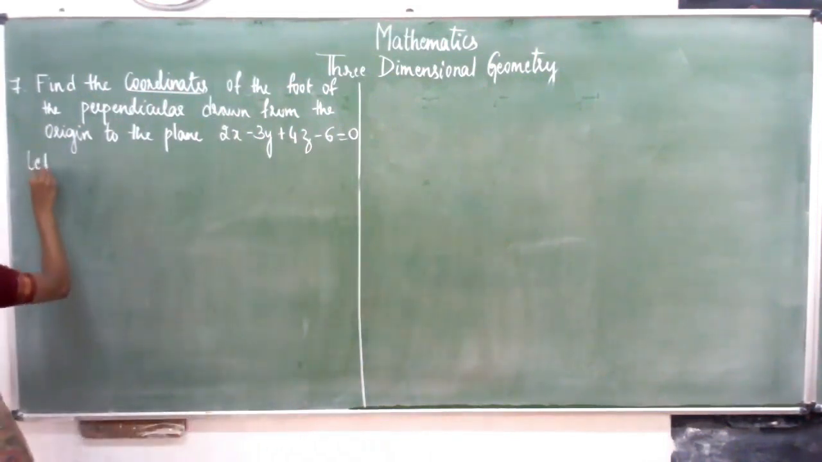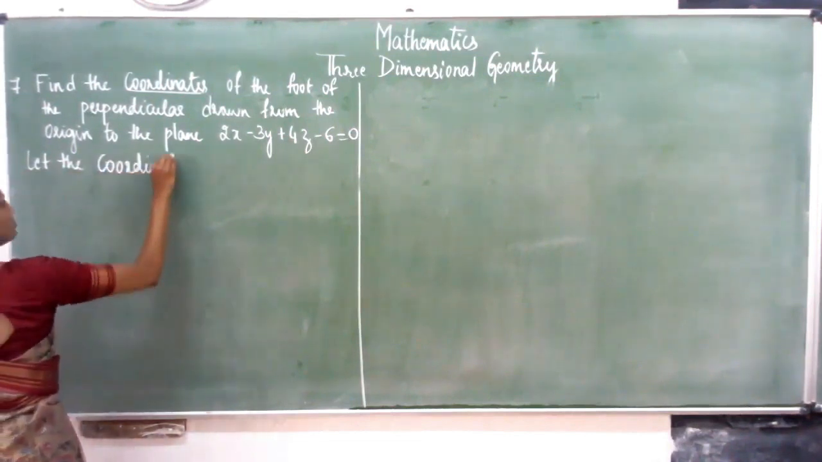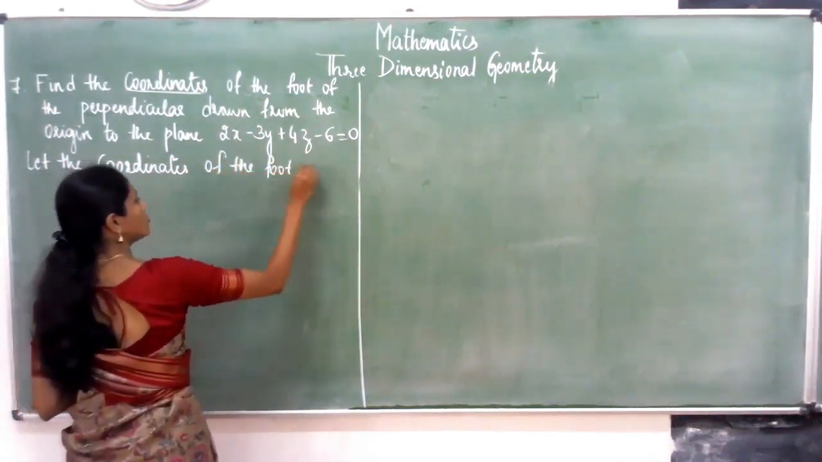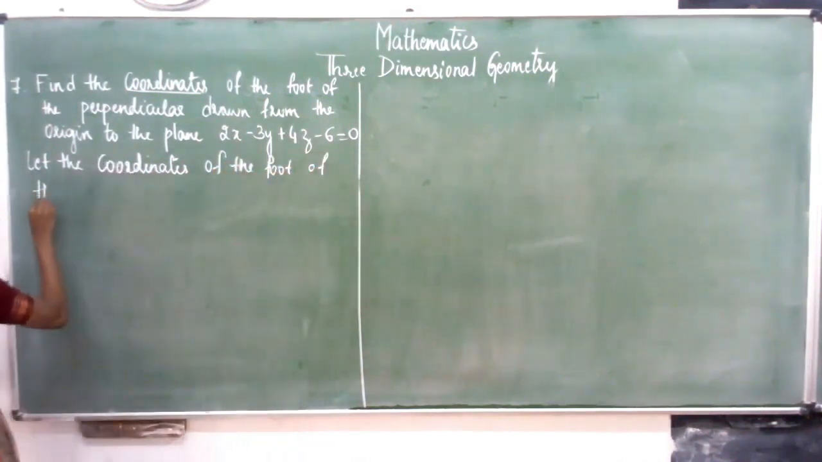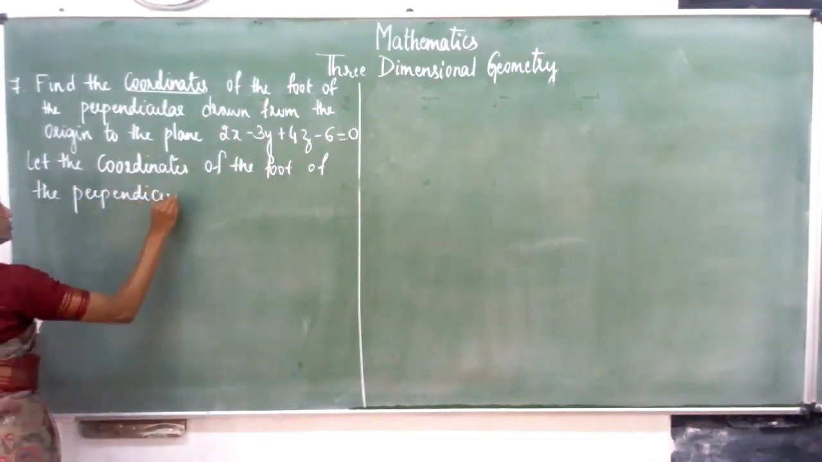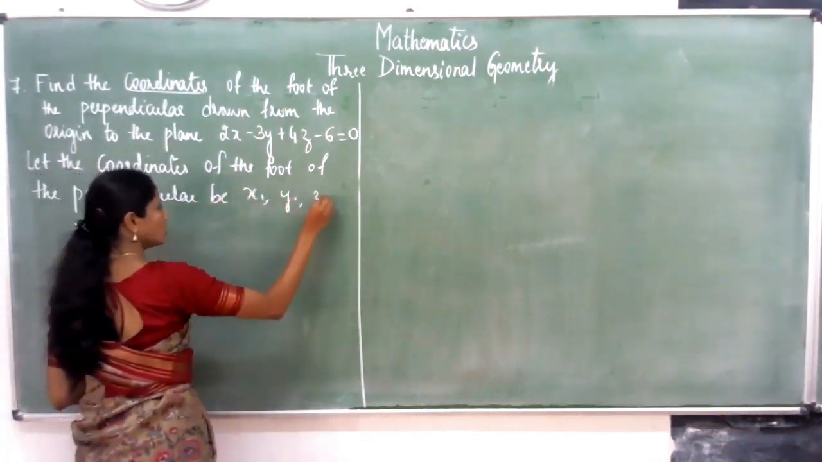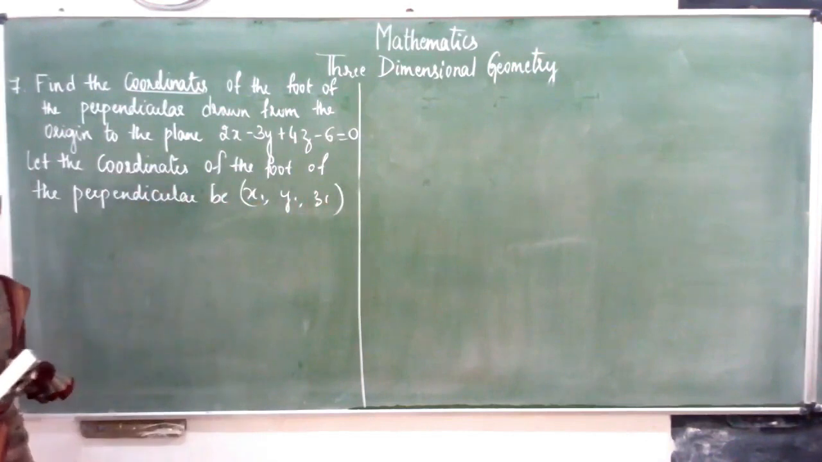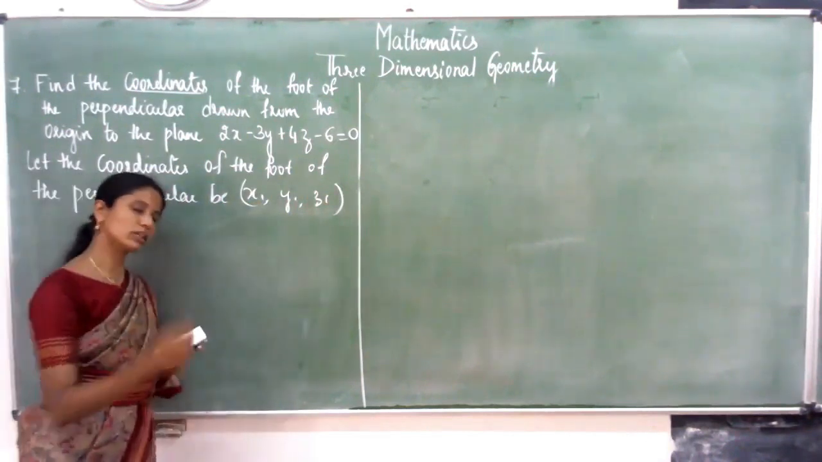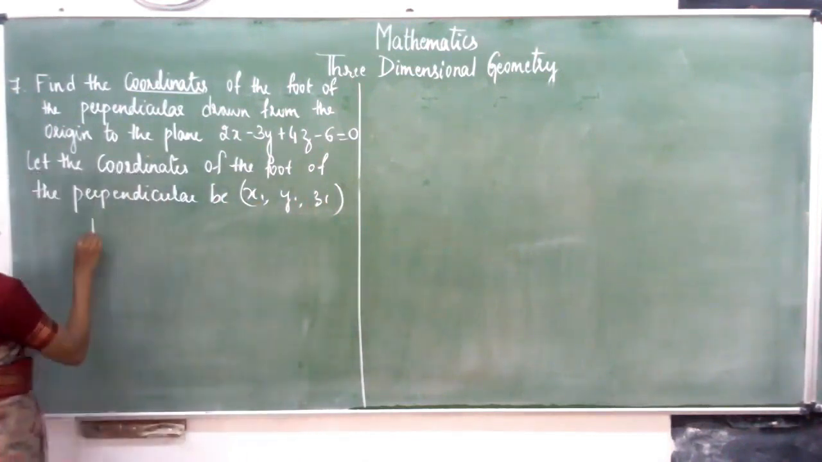Let the coordinates of the foot of the perpendicular be x1, y1 and z1. So once we know the coordinates of the foot of the perpendicular as x1, y1 and z1, this becomes the direction ratios.